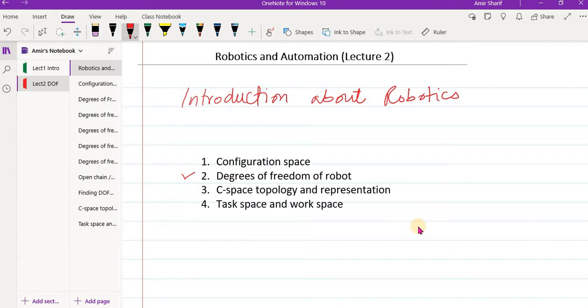There is a mathematical formula, and we shall try to apply this formula to calculate degrees of freedom. And then after that, we shall talk about configuration space topology and its representation. And finally, we shall end this lecture with a brief introduction about task space and workspace. So this is today's agenda, and let's begin.